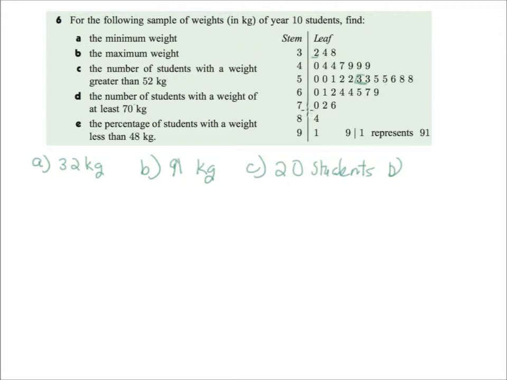D asks us the number of students with a weight of at least 70 kilograms. So we count all the students starting at 70, and that gives us 5. And the percentage of students that weigh less than 48, so we count all the students less than 48, which is 7 students. Divide by the total number of students in the survey, times by 100, and we get 20%.